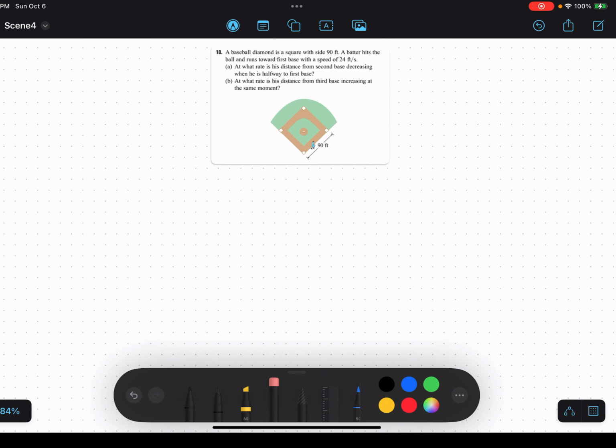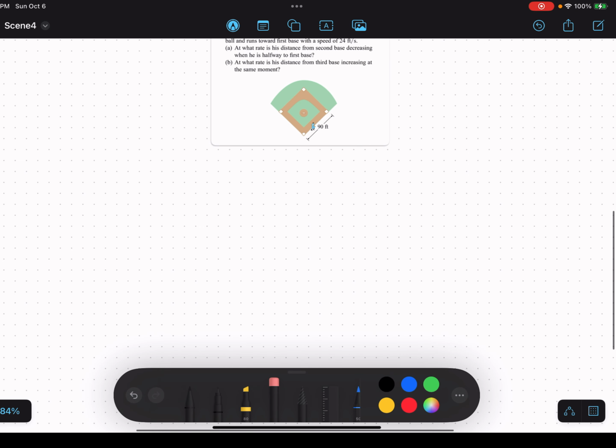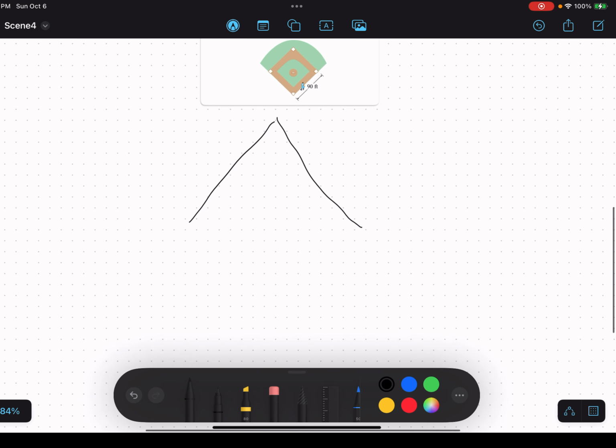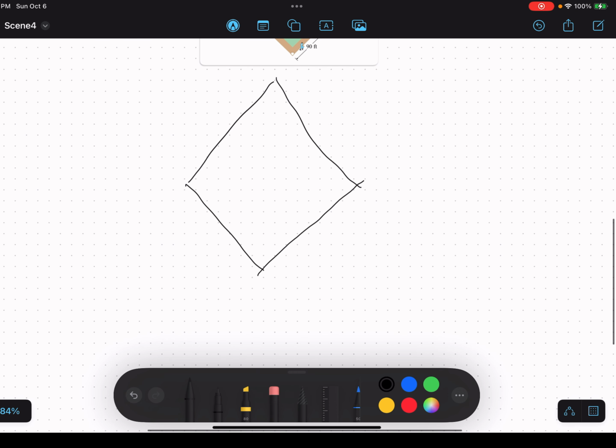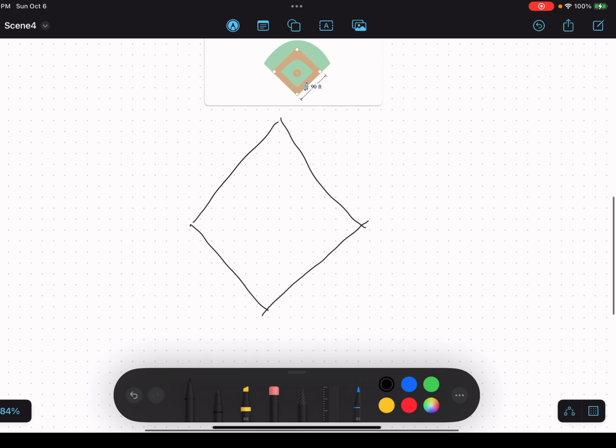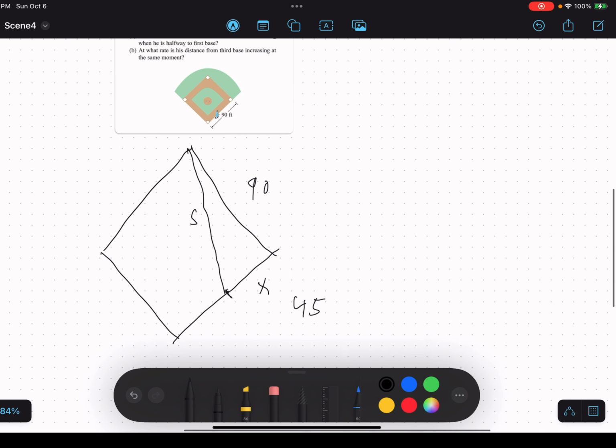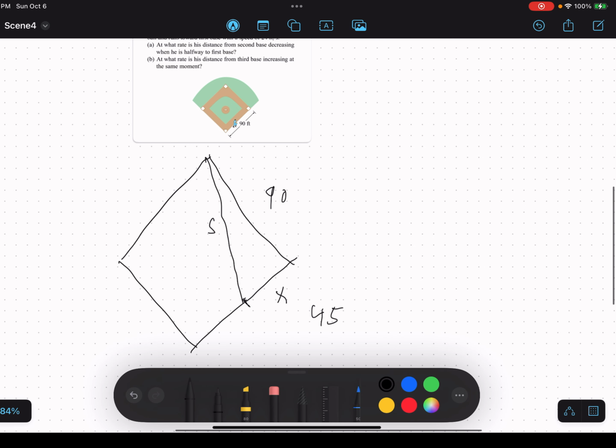Okay, so after you've taken some time to try and solve this problem, let's solve it together now. So we'll first redraw the diagram down here. We know it's a square, so this part is 90. And this is the midpoint, let's define this part as x. And we also know that is 45. And what we're trying to find is the change of this length here. Let's label this as S, right?